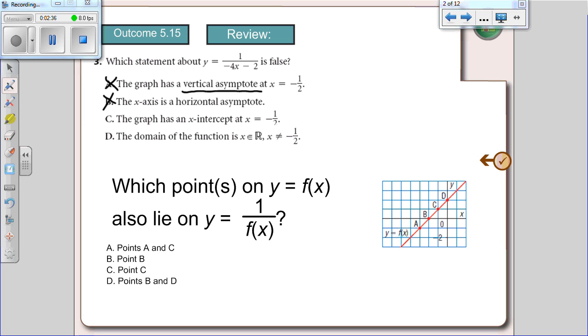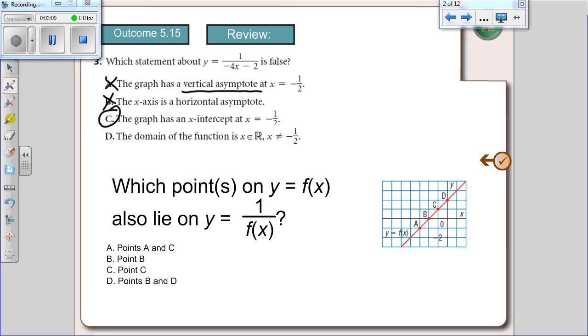Part C. The graph has an x-intercept at negative 1/2. Well, let's think for a minute. If I have an asymptote at x equals negative 1/2, can I have an intercept at negative 1/2? No, you can't. You can't have a value there. You're kind of right. So we're going to talk about that. But no, you can't have an intercept where you have an asymptote. So that's your false statement. It's not possible.